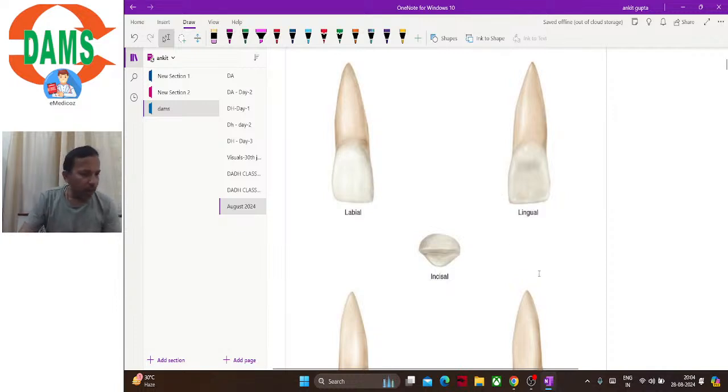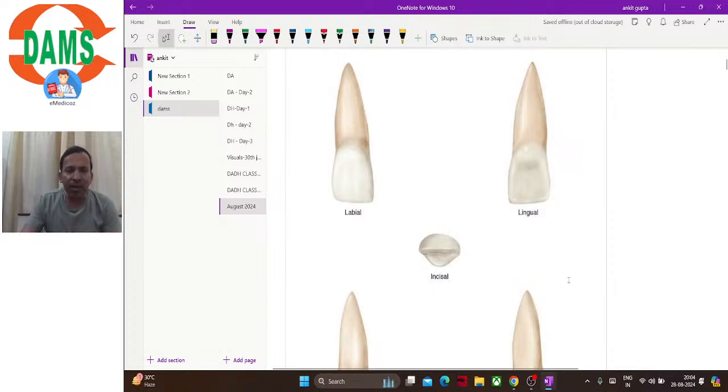Hey everyone, I hope you can hear me and see me. So in today's class, I'll be going to discuss some points of dental anatomy with you, and we'll start with the anteriors, the permanent anteriors. So today I thought to first cover the permanent anteriors, a little bit about these, and then we'll go on to some points about the occlusion, and then maybe we'll have some MCQs.